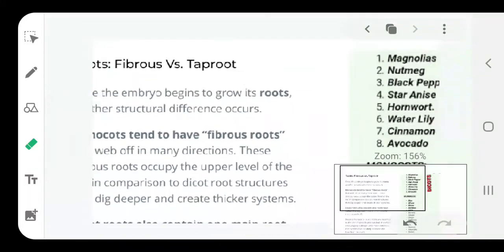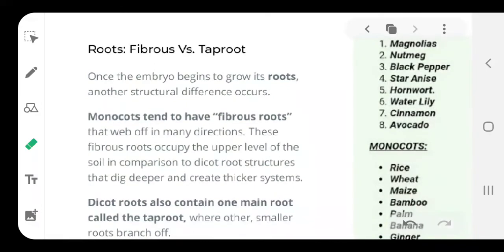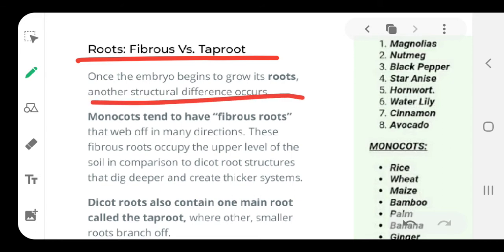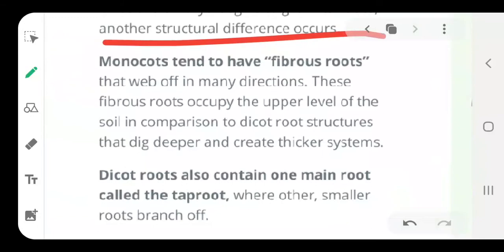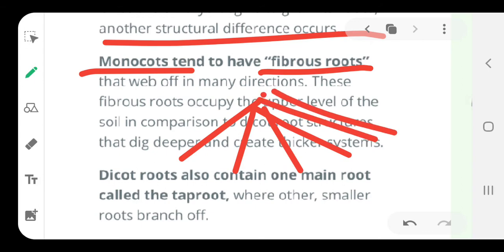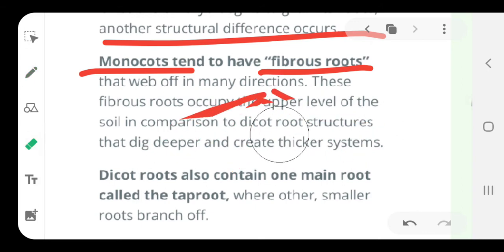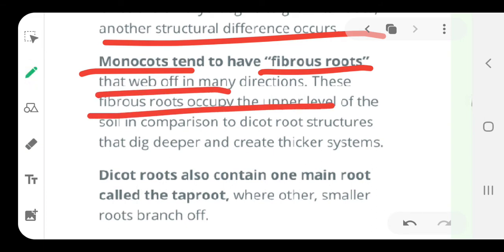Now finally, this is the thing you must be knowing about the roots in this particular system of monocots and dicots. We have two types of root system, as we know, fibrous and taproot system. When the embryo grows its roots, the structural difference comes in. So underline this data. In case of monocots, they have a fibrous root system, that means at a single point a bunch of roots arise, okay. That is called a fibrous root system, a web-like structure, and they occupy the upper level of the soil, so they are not deeply rooted.